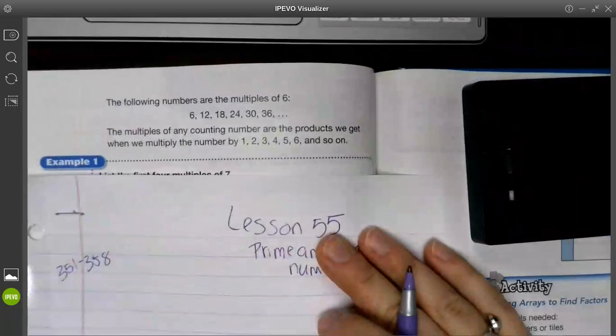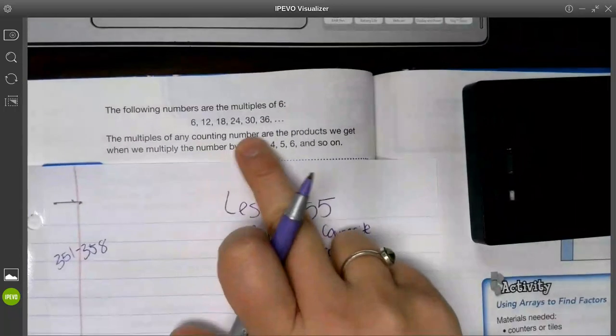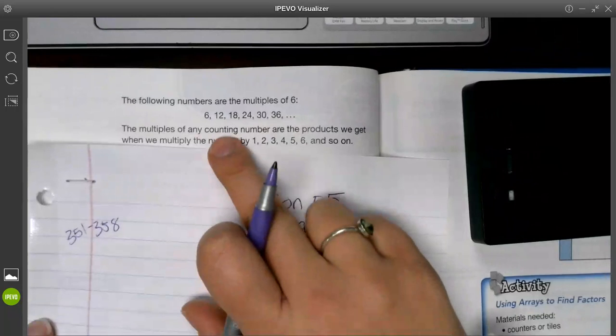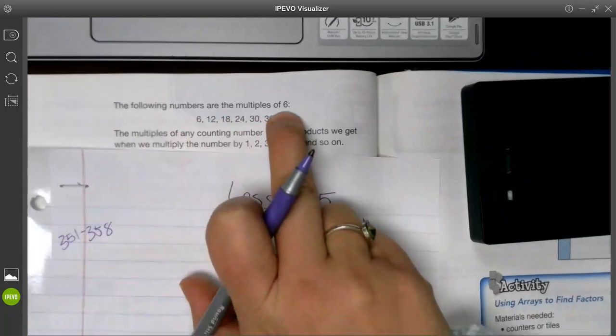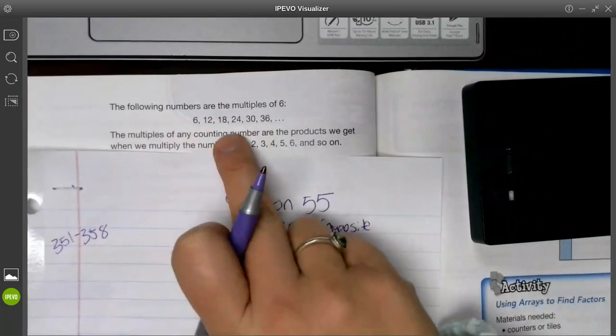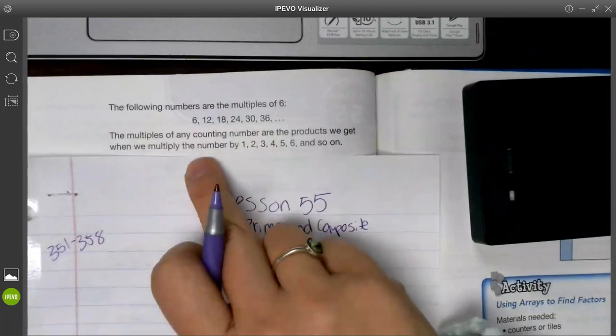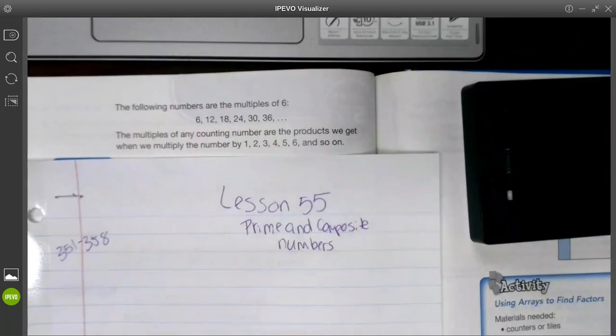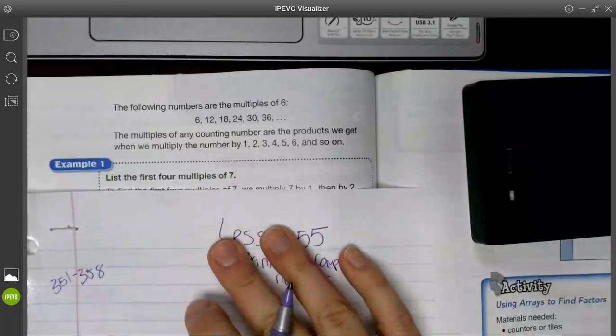The following numbers are multiples of 6. So 6, 12, 18, 24, 30, 36. Multiples are numbers that you multiply by 6, and you get these numbers. The multiples of any counting number are the products we get when we multiply the numbers 1, 2, 3, 4, 5, 6, and so on.